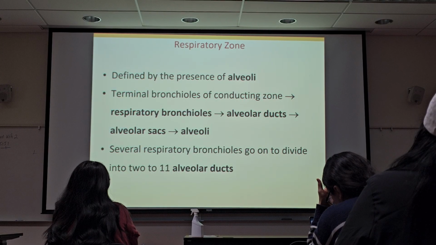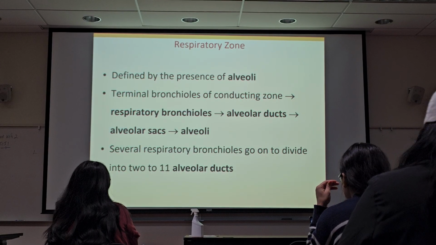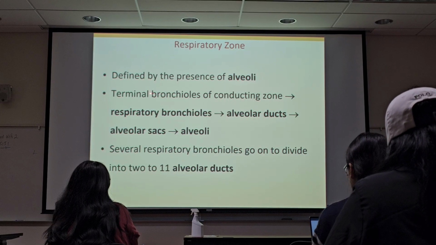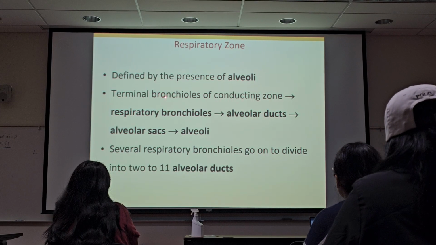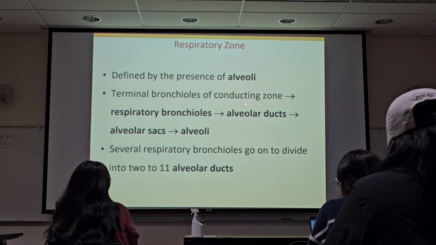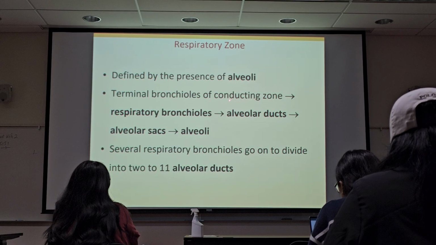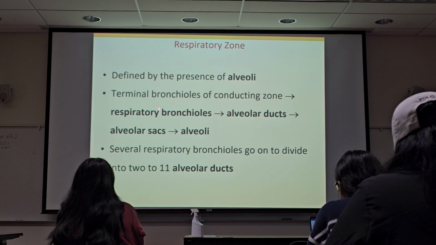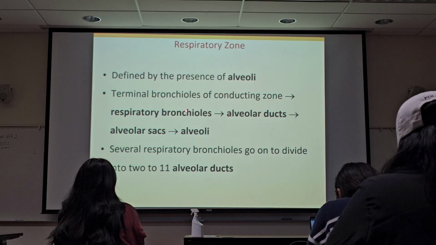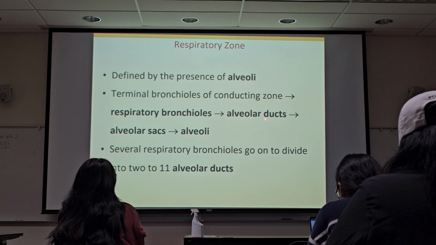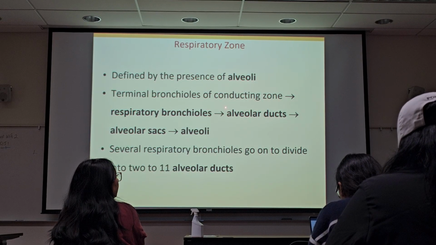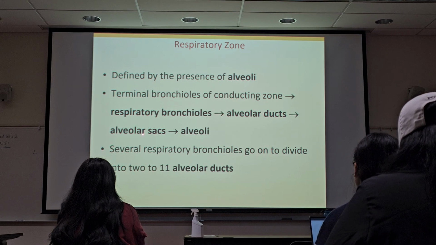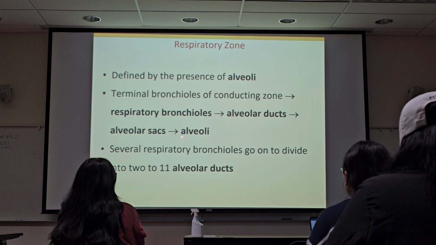So, at the end of the conducting zone, we end at terminal bronchioles. After we do all that branching, now we head into the respiratory zone. Air gets delivered into the respiratory bronchioles of the respiratory zone. And then air travels through the alveolar ducts, then into an alveolar sac, and then air is delivered into individual alveoli.